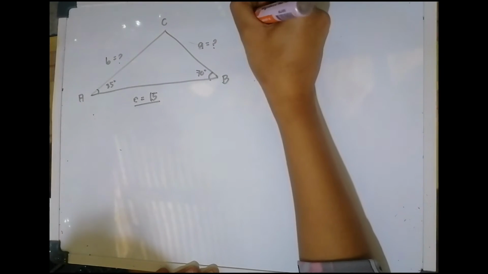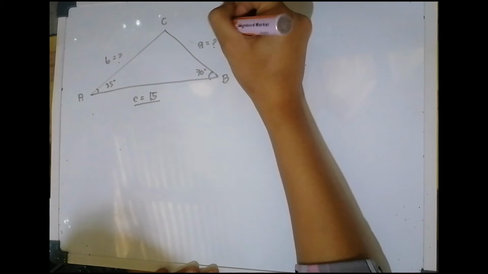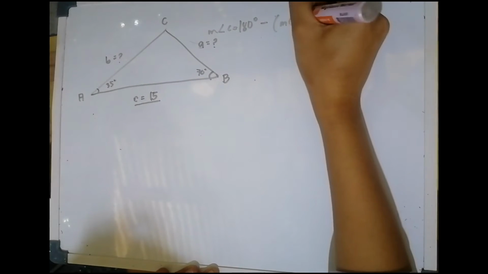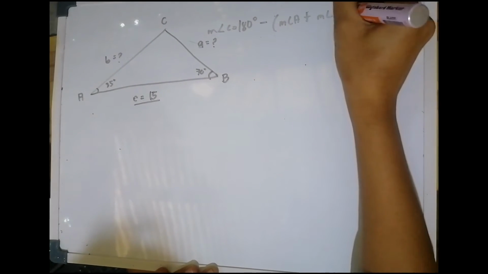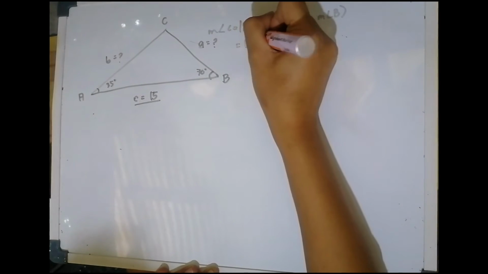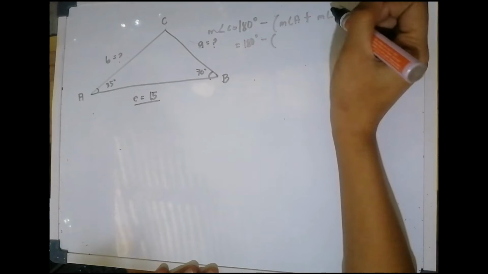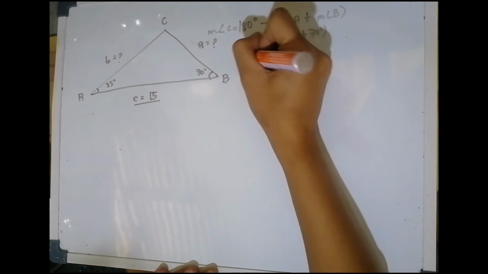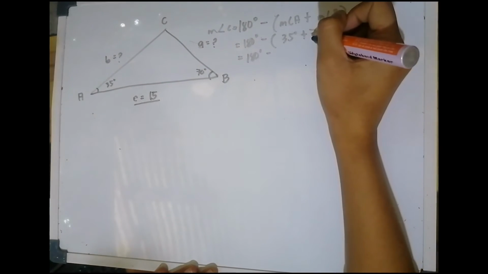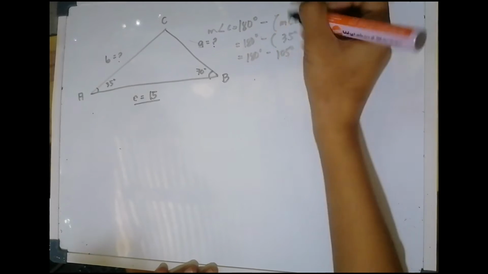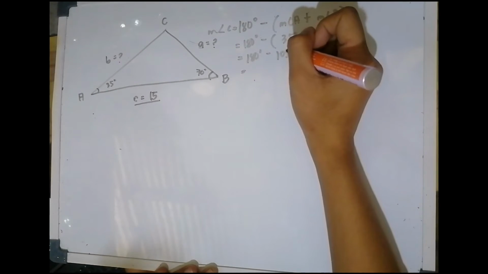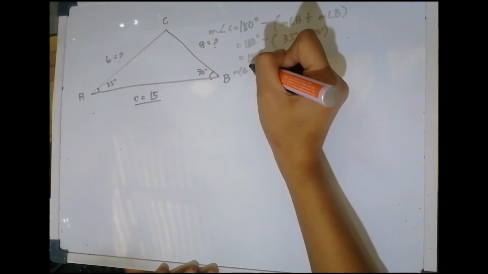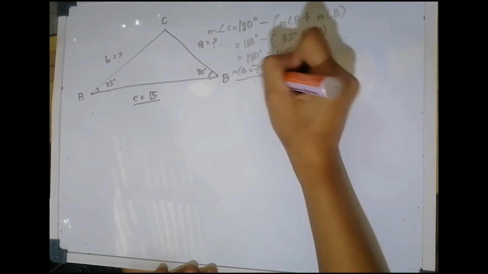So we have the formula: the measure of angle C equals 180 degrees minus the sum of the measure of angle A and the measure of angle B. Substituting the values of angle A and angle B, we have 180 degrees minus 35 degrees plus 70 degrees. 35 plus 70 is 105 degrees, and 180 minus 105 is 75 degrees. So the measure of our angle C will be 75 degrees.